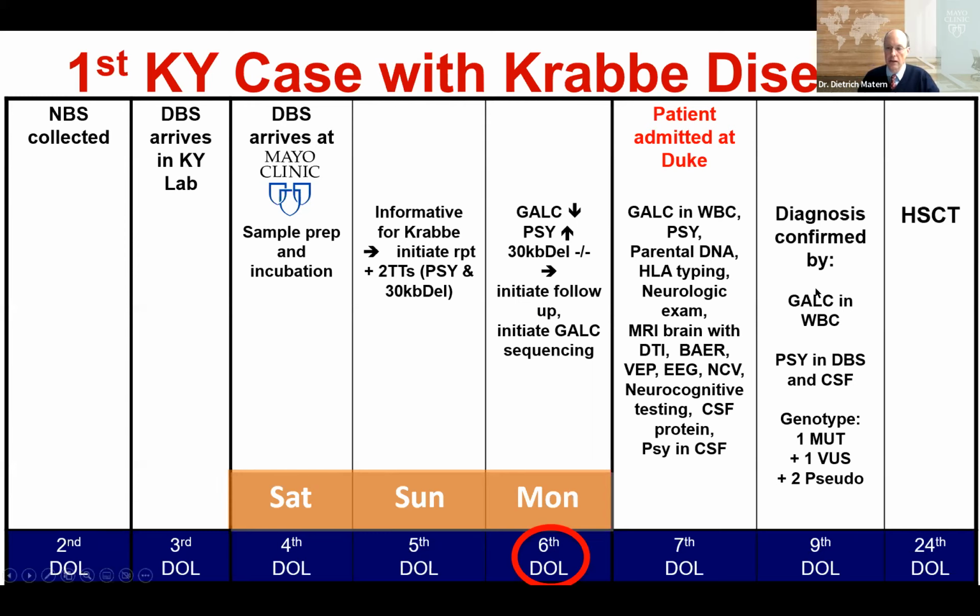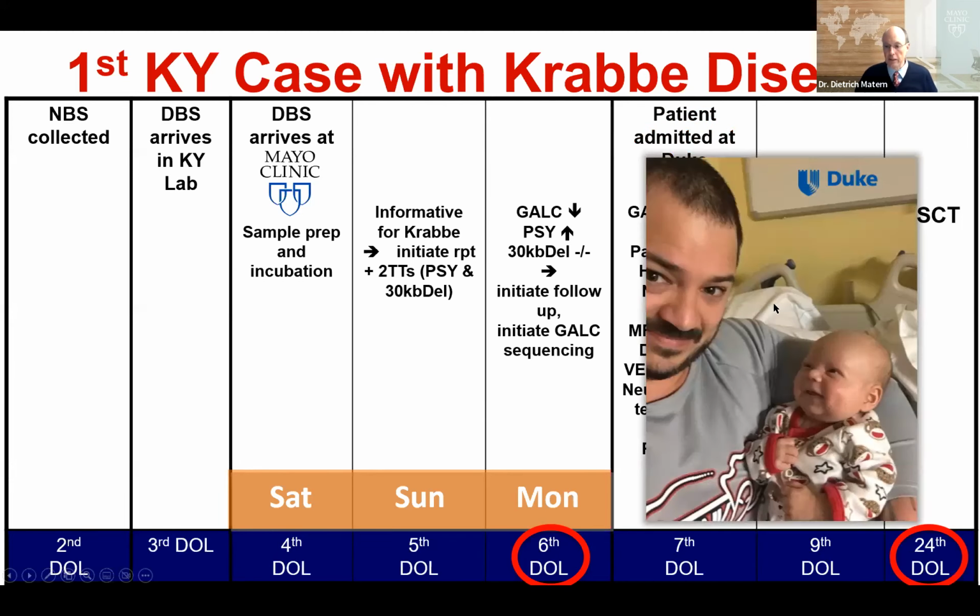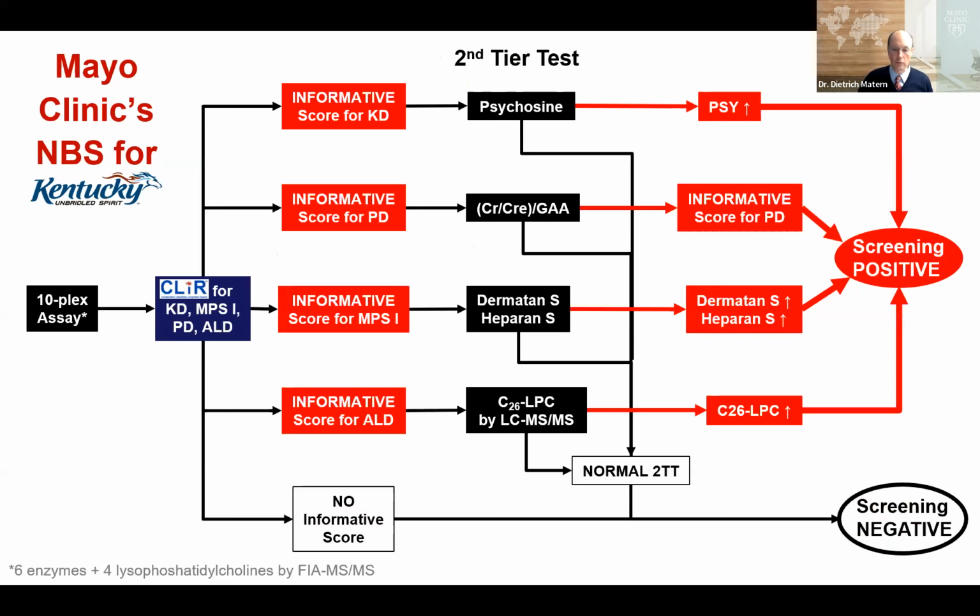And on the 9th day of life, we had the diagnosis confirmed by GALC deficiency in white blood cells, psychosine again elevated both in blood spots and in CSF, and a genotype of uncertain significance because it included a VUS. So in my opinion, this baby would never, without psychosine, have received a transplant at 24 days of life. There's the baby at 100 days post-transplant, and Dr. Kurtzberg probably will tell you more about the baby in her presentation.